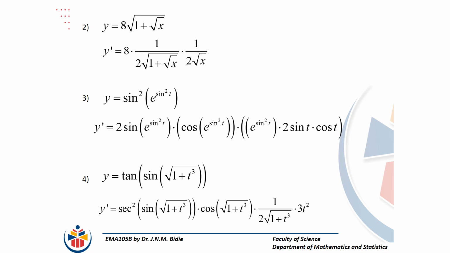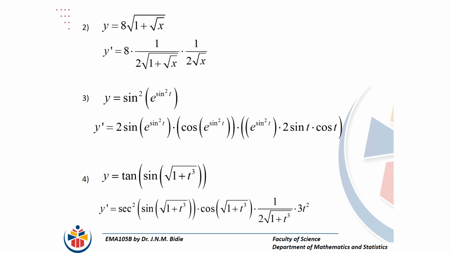We've got 10, and the argument of 10 is sine, and the argument of sine is the square root of 1 plus t cubed. Let's do this. Start from left to right. The power is just 1, so no problem here. We start with 10. The derivative of 10 is what? Sec squared. And note, we take the whole argument of 10 down with us. So we've got sec squared of sine of square root of 1 plus t cubed.